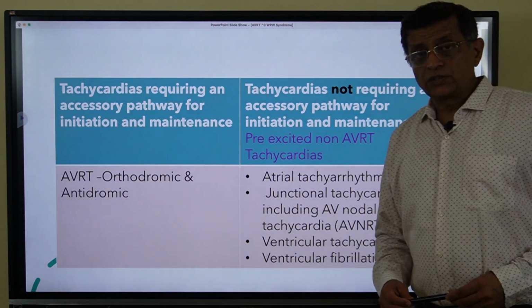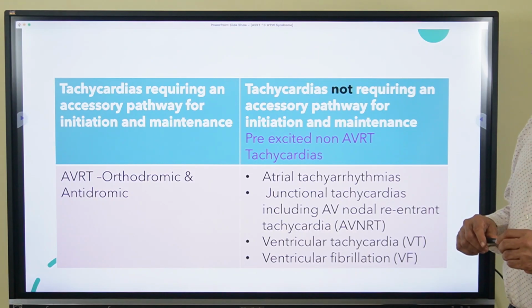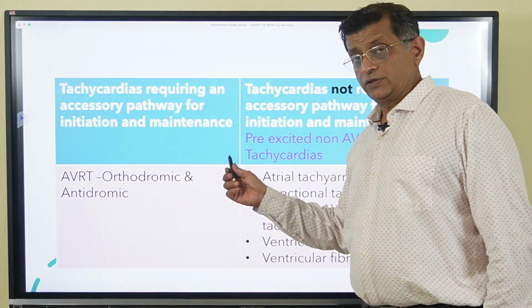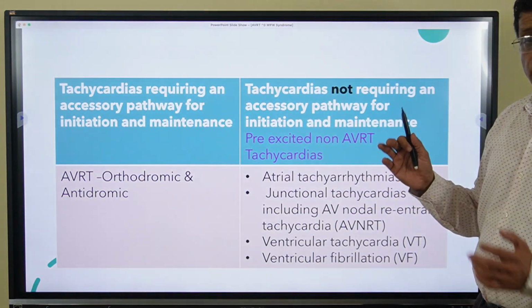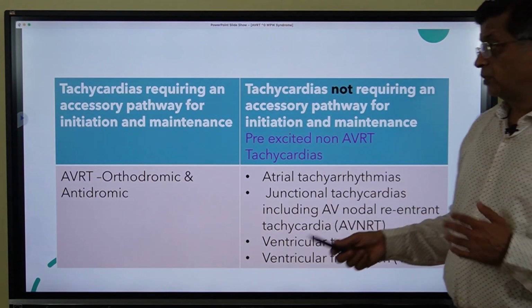The arrhythmias in WPW can be divided into two subtypes. One is the arrhythmia requiring an accessory pathway for initiation and maintenance. So these arrhythmias require the accessory pathway for the initiation and maintenance of the arrhythmia.